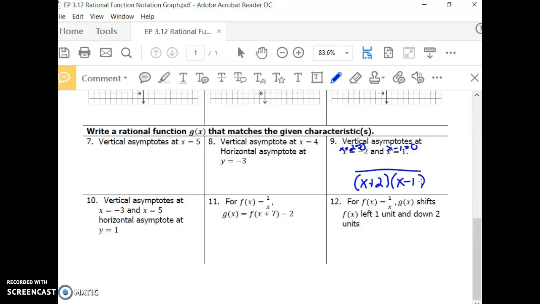I don't have a horizontal one, so I don't add anything on the outside. I want an equation, so I need to make sure it's an equation, and then I need to add a value to the top.